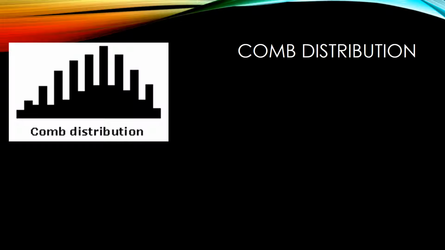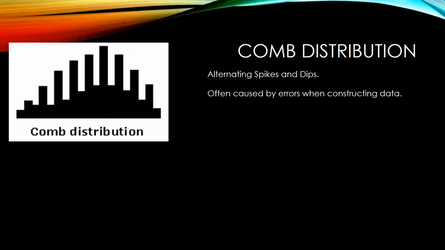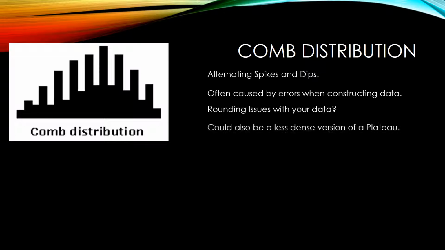A comb distribution looks a bit like a comb. It comes from these alternating spikes and dips. If you see this on your histogram, take a look at your data because this is often caused by errors when you're constructing the data. Sometimes rounding issues, things like that. It could be that there's a tall spike and then that short spike to its right really belongs on that tall spike if you have any kind of rounding issues.